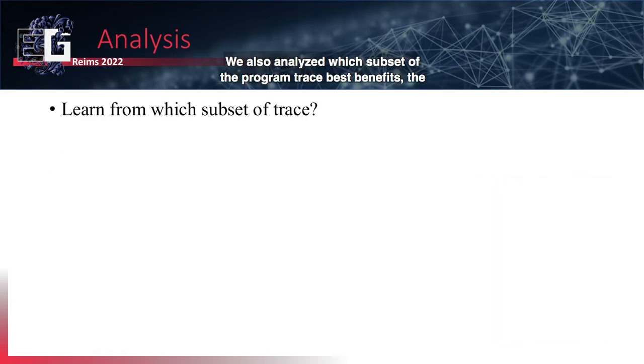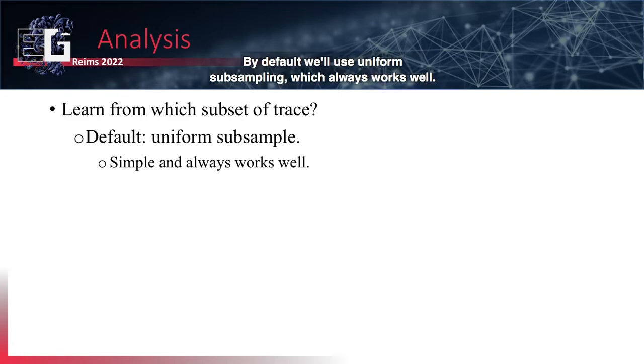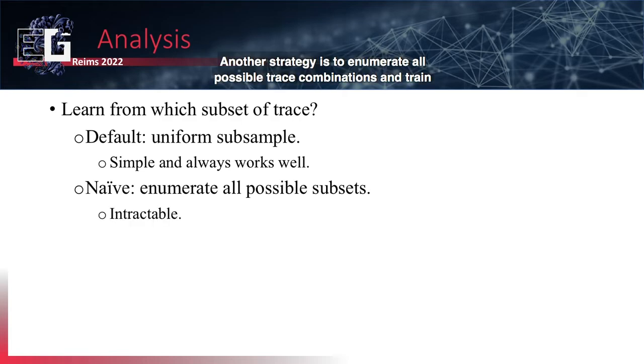We also analyzed which subset of the program trace best benefits the learning task under a fixed budget on the number of input program traces. By default, we use uniform subsampling, which always works well. Another strategy is to enumerate all possible trace combinations and train a separate model for each of them. However, this introduces a combinatorial number of learning tasks and is intractable.